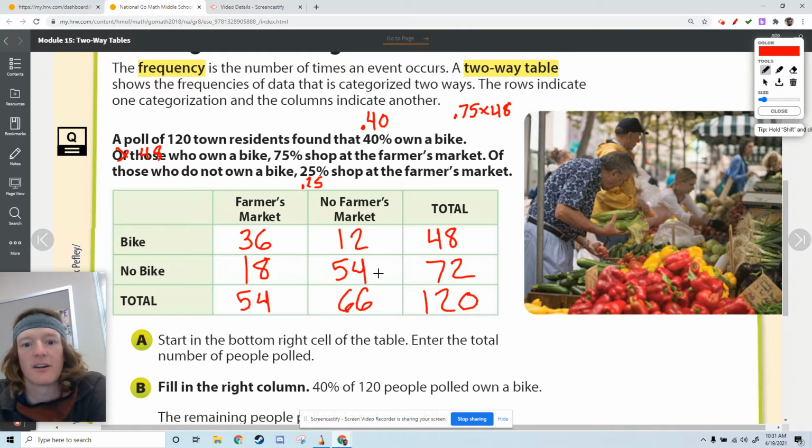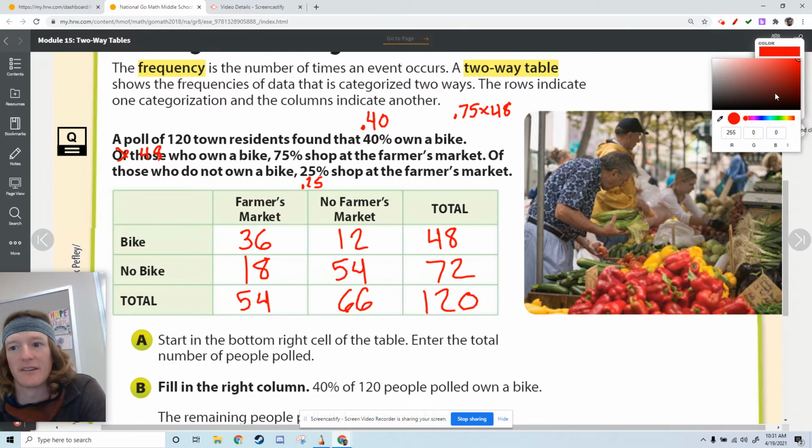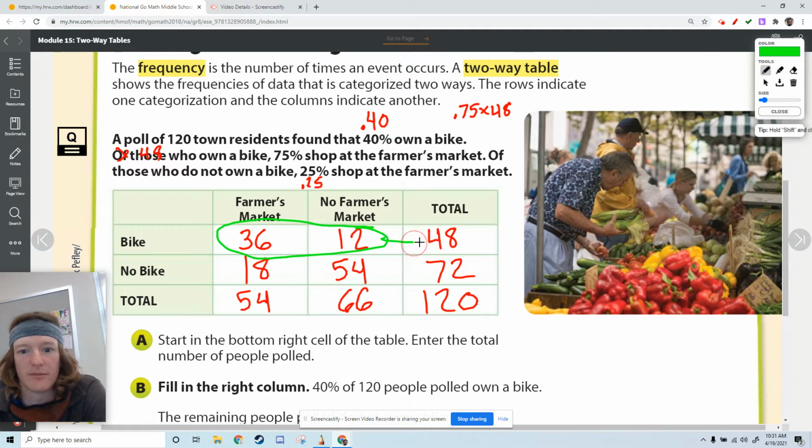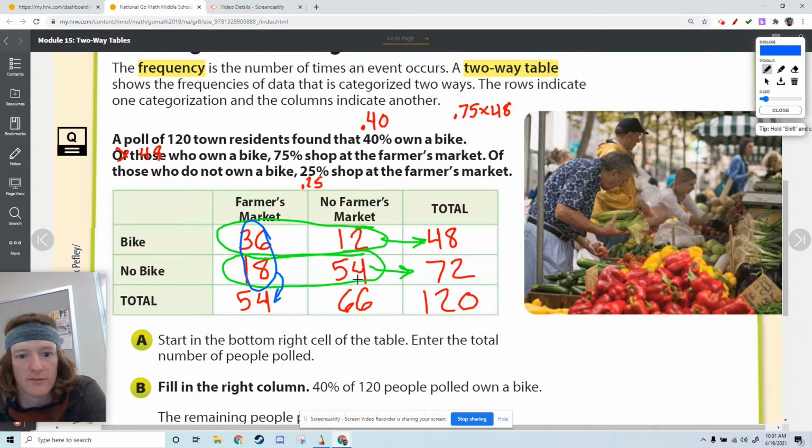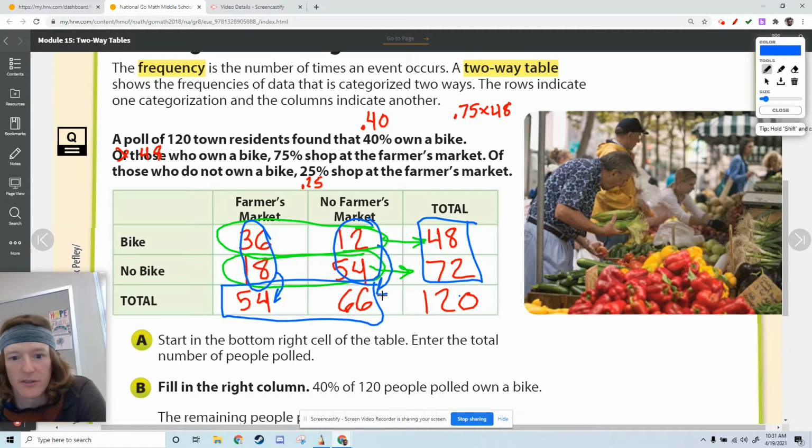All right, let's talk about what this is looking like and what this is representing here. We have 36 and 12 people, that adds up to 48. We've got 18 and 54 adds up to 72. And then vertically, we've got 36 and 18 adds up to 54. 54 and 12 adds up to 66. 48 plus 72 equals 120, and 54 plus 66 is 120. So this bottom right box is the total number of people.